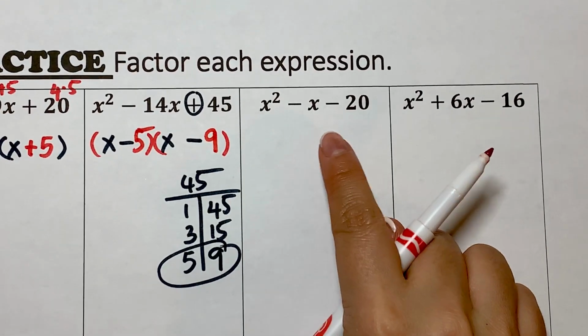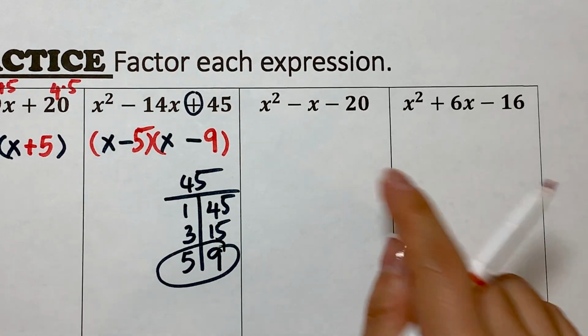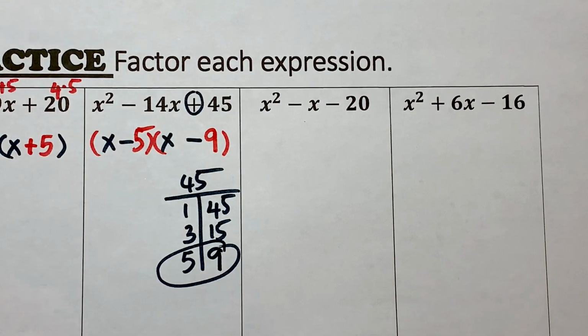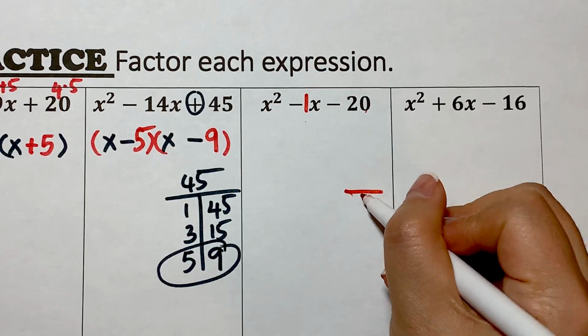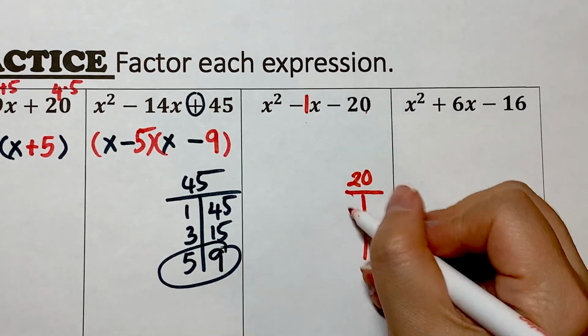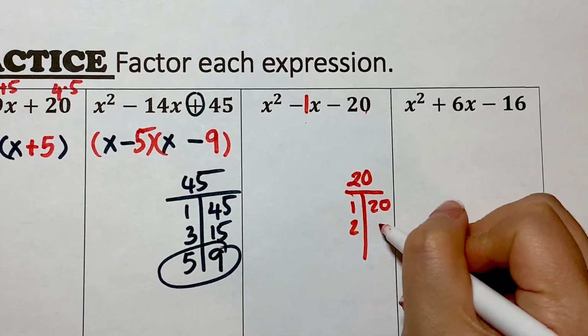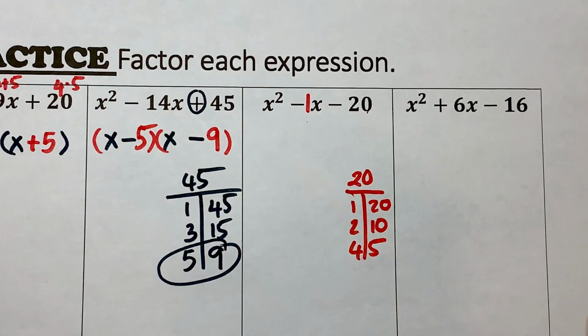Here we have x squared minus x minus 20. Oh, there's no number right here. There's no number. We know that whenever there's no number, they have a difference of 1. Okay, so focus on the last number. We're gonna make a table for 20. 1 times 20, 2 times 10, and 4 times 5. Just like the first example that we had.